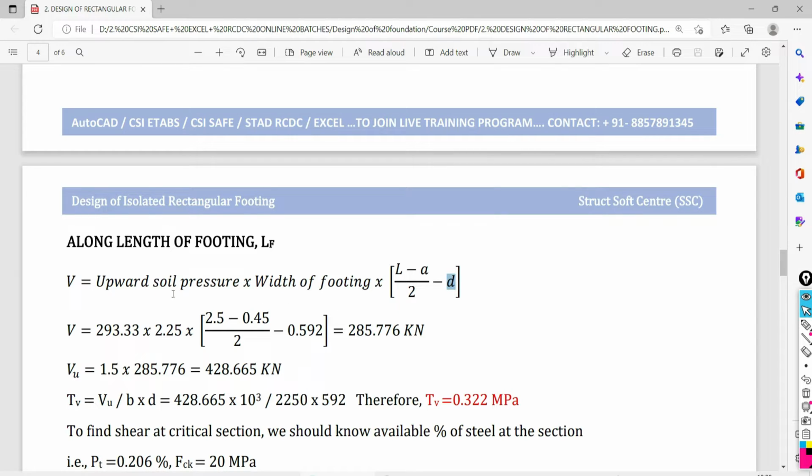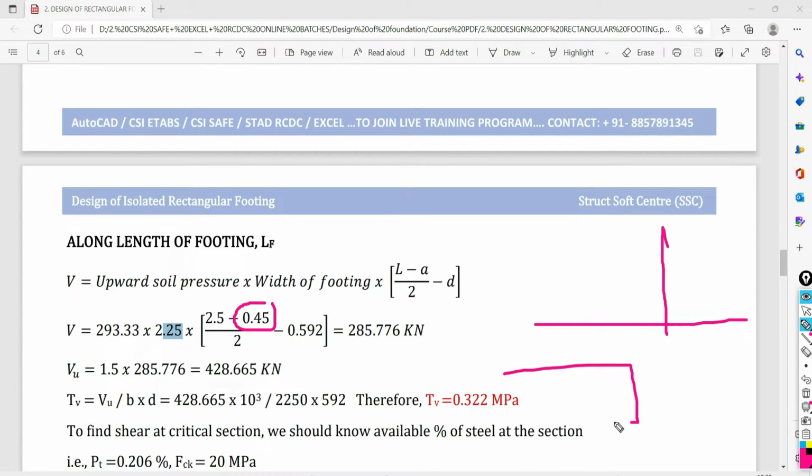So if you put all these values in this equation: upward soil pressure, width of the footing 2.25, because we are making the calculation along the length, so the width is the actual width. So 2.25 multiplied by length 2.5 minus side of the column along the considered direction, which is 450, so 0.45, divided by 2, minus the effective depth. So you are getting 285.776 kilonewton force.